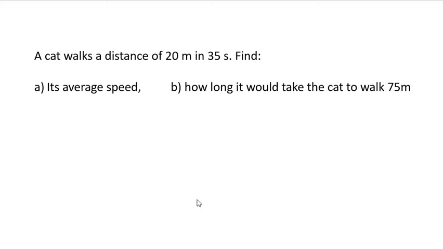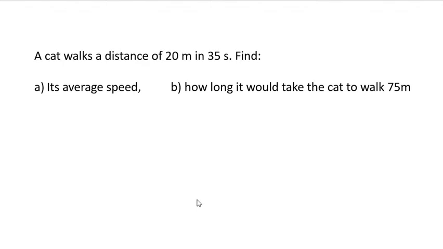Here we have a question that we should be able to answer now that we have a basic understanding of how to calculate speed, distance, and time. It says a cat walks a distance of 20 meters in 35 seconds. Find its average speed, that's A, and B, how long it would take the cat to walk 75 meters if it's walking at the same average speed. So let's take a look at the first one.